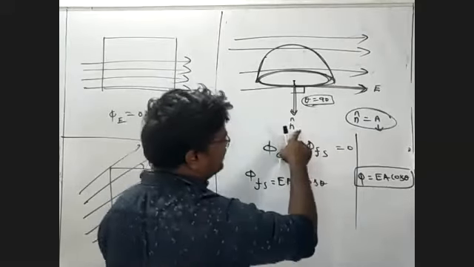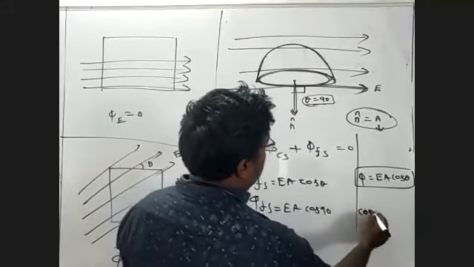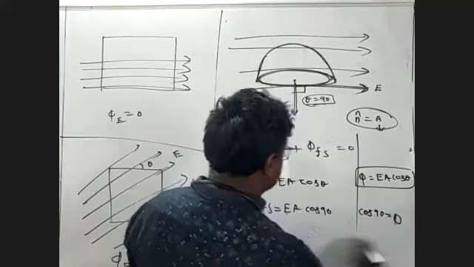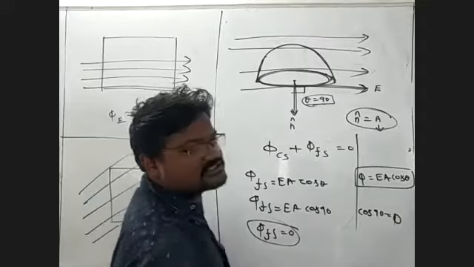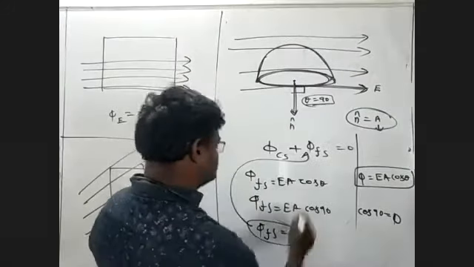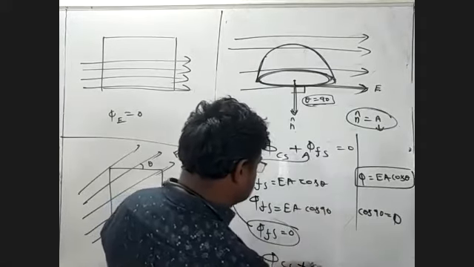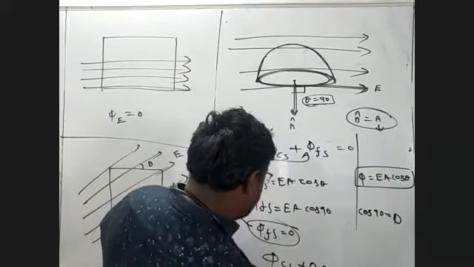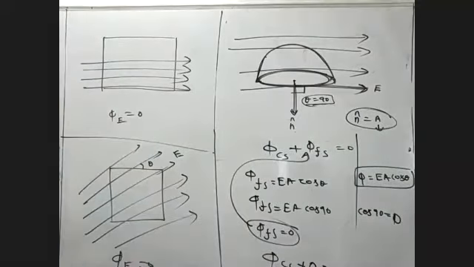N cap, or A cap. So what is theta? Cos 90 is 0. So the flat surface flux is 0. Putting this value in the equation, the curved surface flux plus the flat surface flux, which is 0, is equal to 0, so the curved surface flux is also 0. That is your answer.